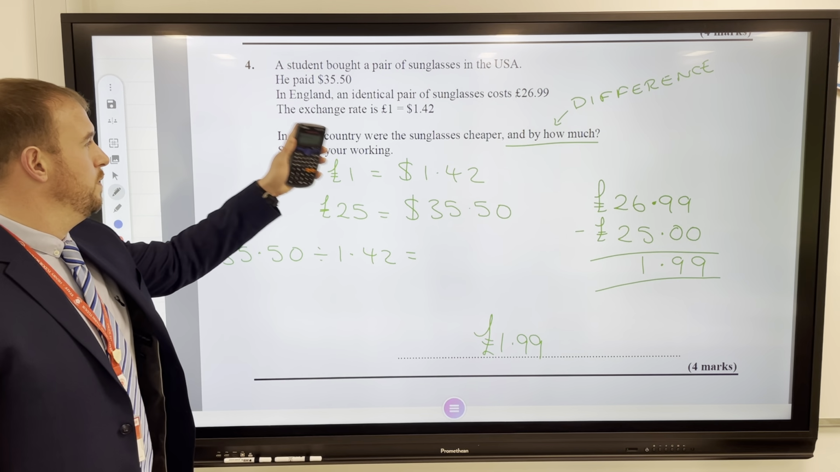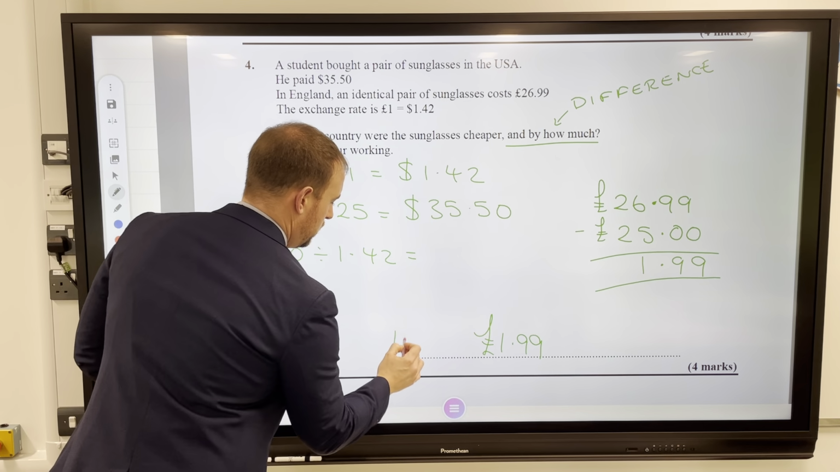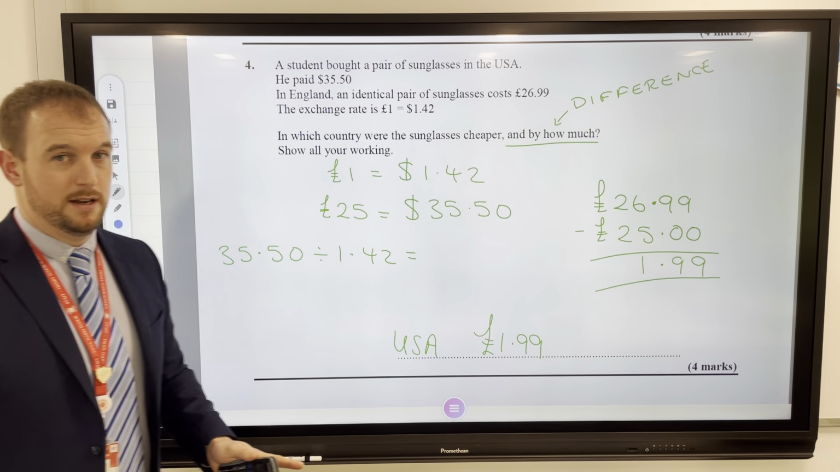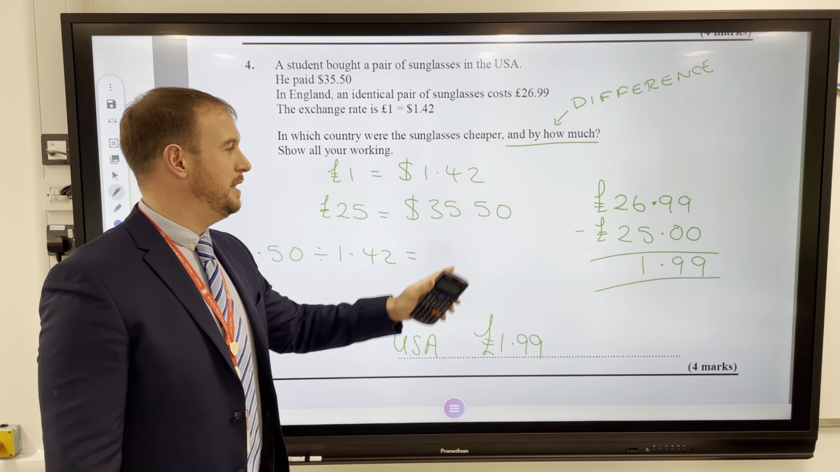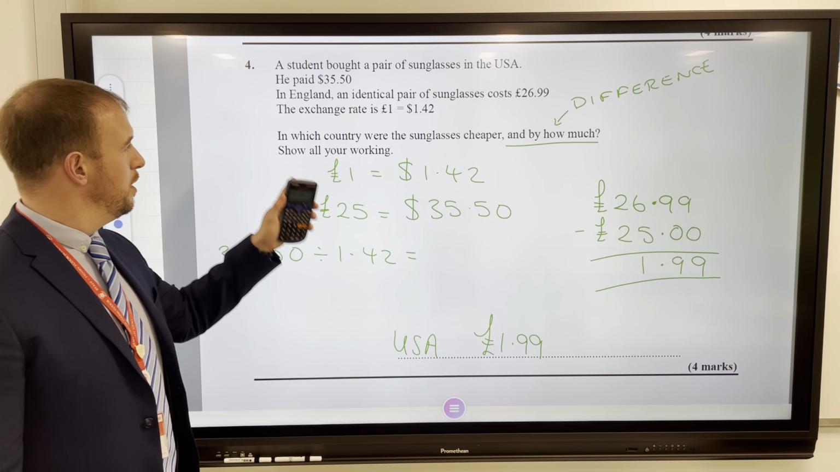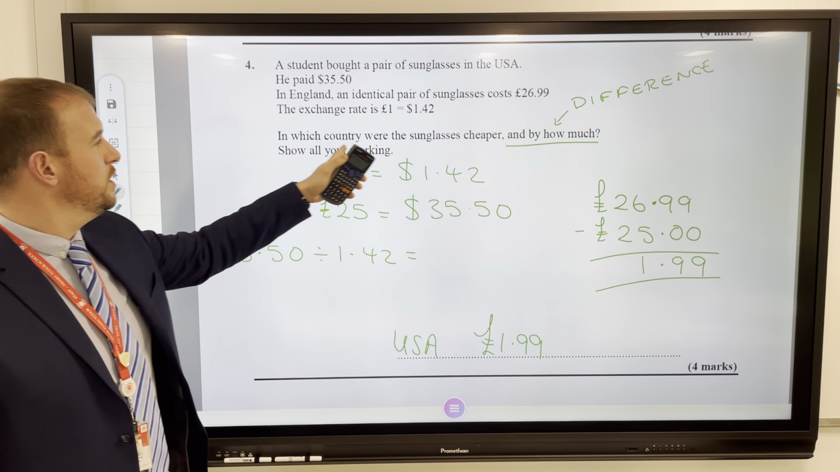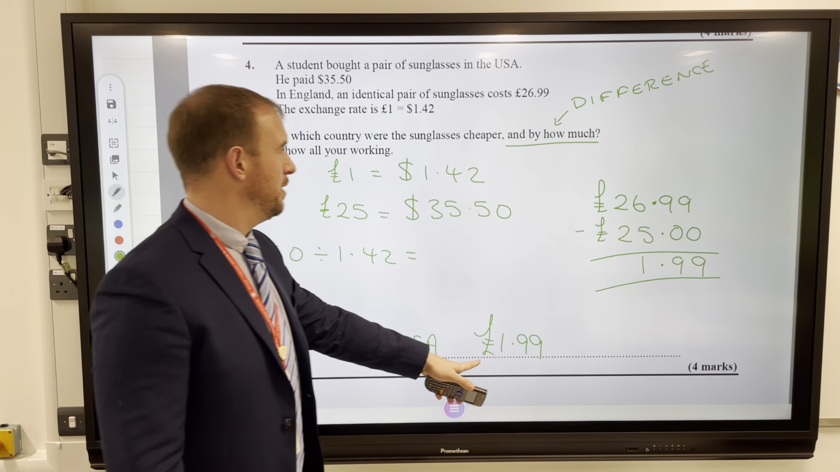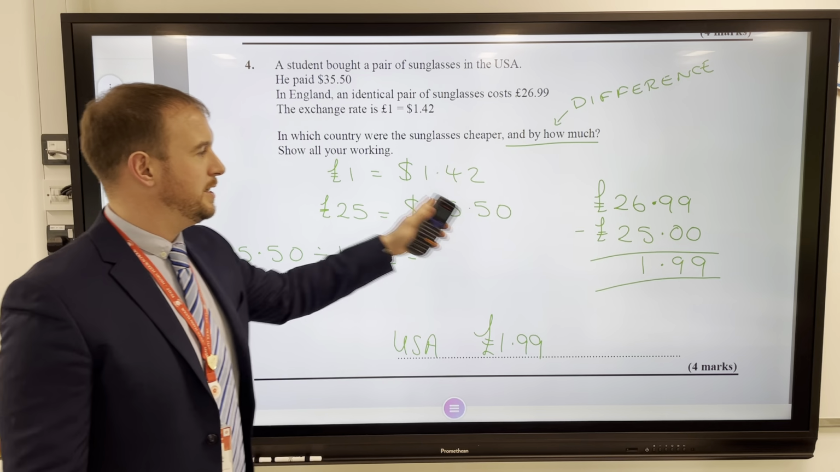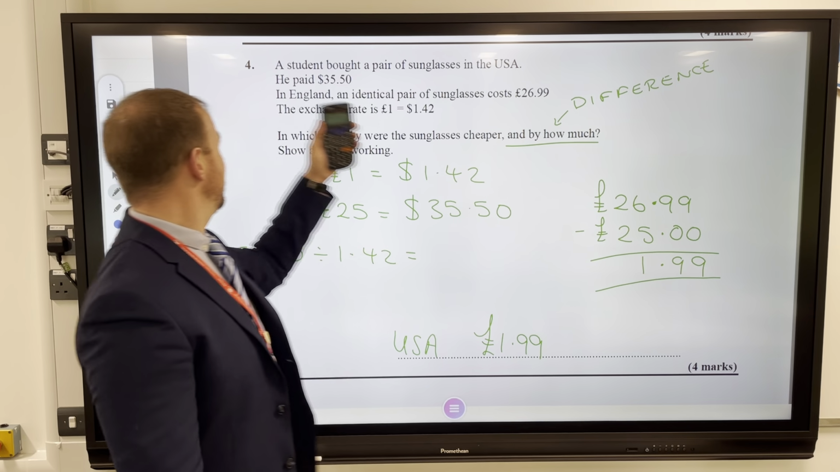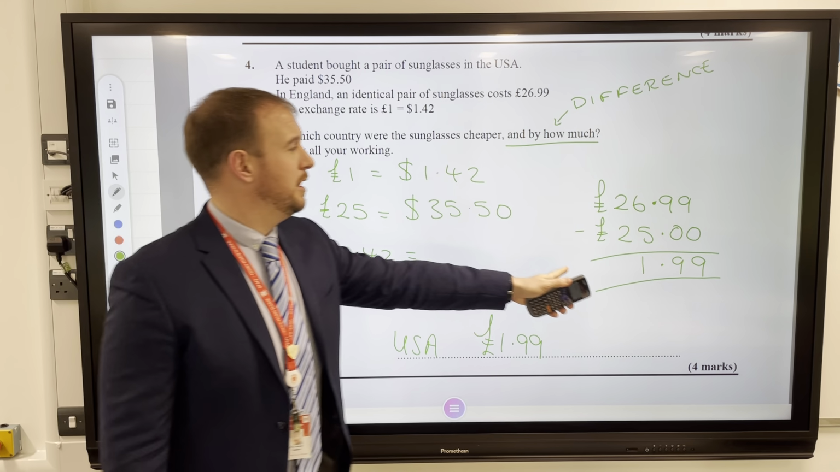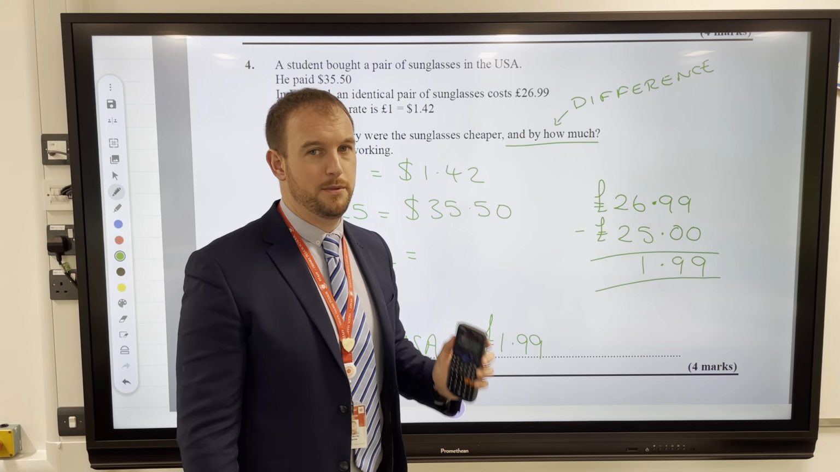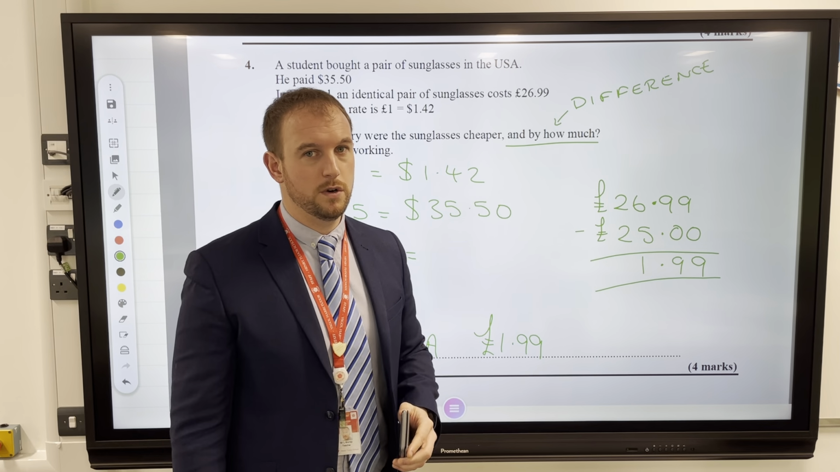But which country was cheaper? Was it USA or England? It was USA. So be careful of what the question's asking. It is easy to get sidetracked and get lost, but always revert back to the question: in which country were the sunglasses cheaper? USA, and by how much? £1.99. Always show your workings, keep them there on the page. Don't try and hide them by putting them in the top corner. Make them nice and clear, and whatever you do, don't rub them out, don't cross them out. Keep them there. You'd be surprised what you can pick up marks for. Hope it helps.